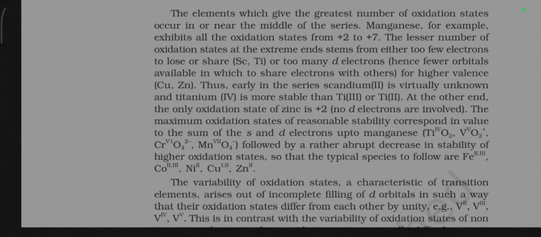The maximum oxidation state of reasonable stability corresponds in value to the sum of the s and d electrons up to manganese, followed by a rather abrupt decrease in stability of higher oxidation states, so that the typical species to follow are Fe(II) and Fe(III), Co(II), Ni(II), Cu(I) and (II), Zn(II).